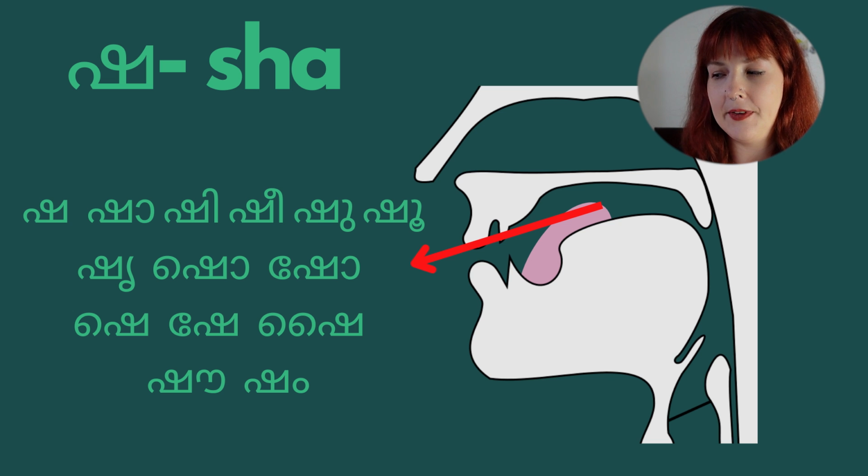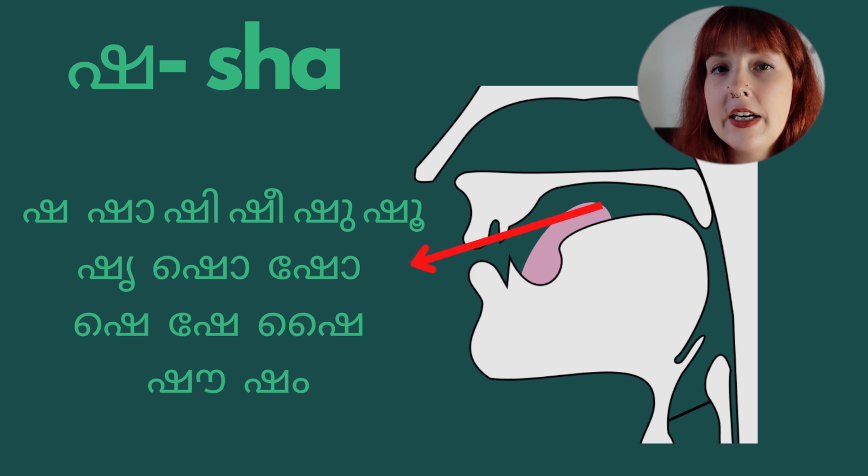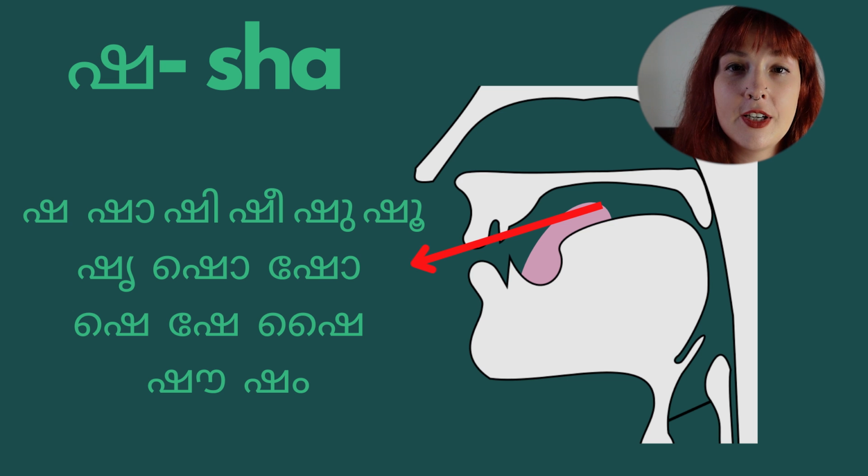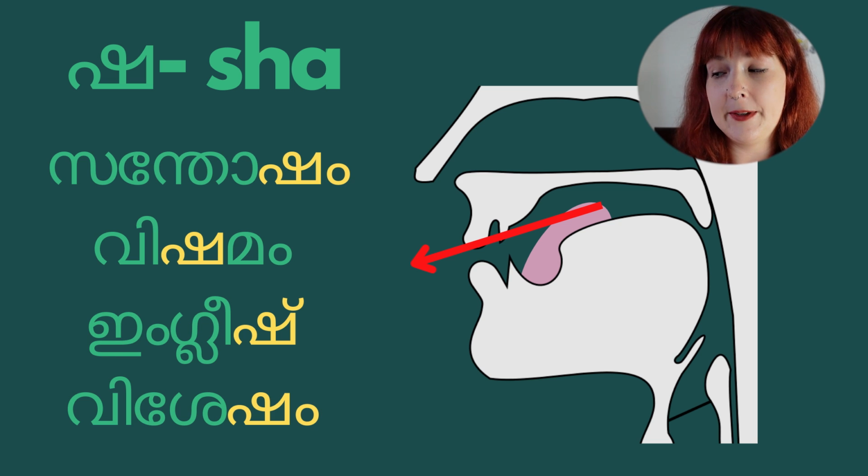Let's look at each of the variations of sha. Sha, shi, shu, shur, sho, she, shai, shau, sham. Let's look at more words with sha.